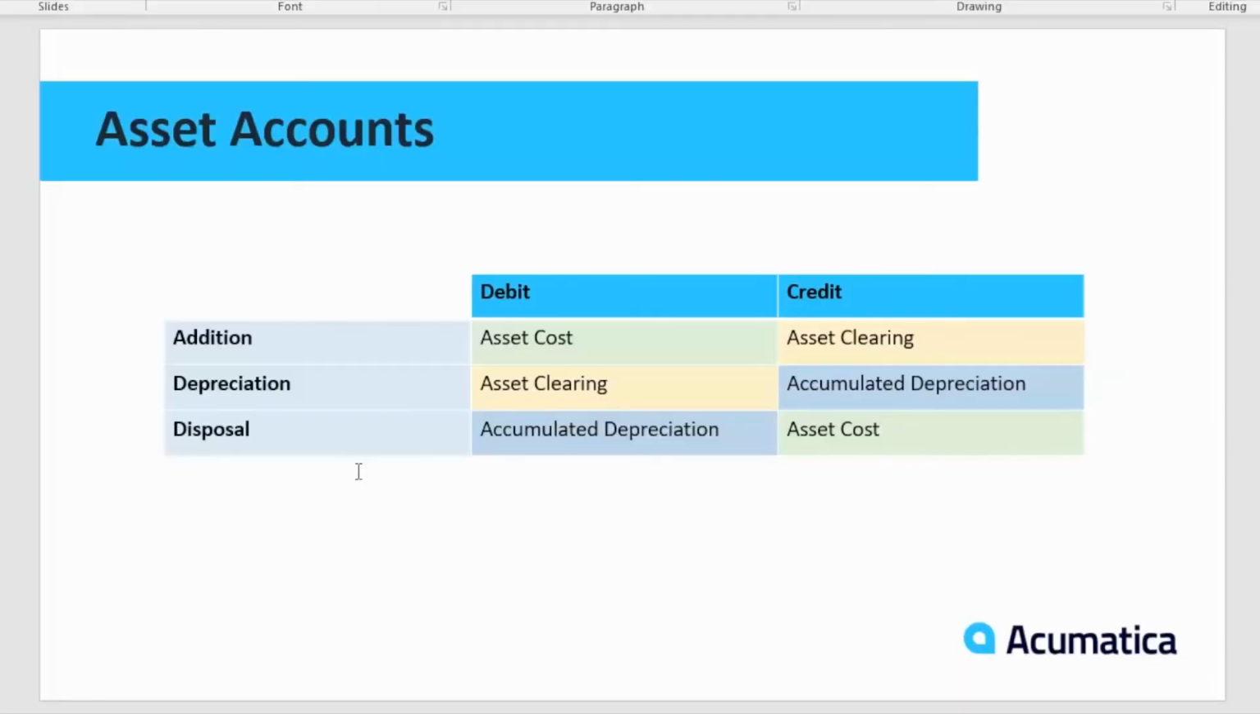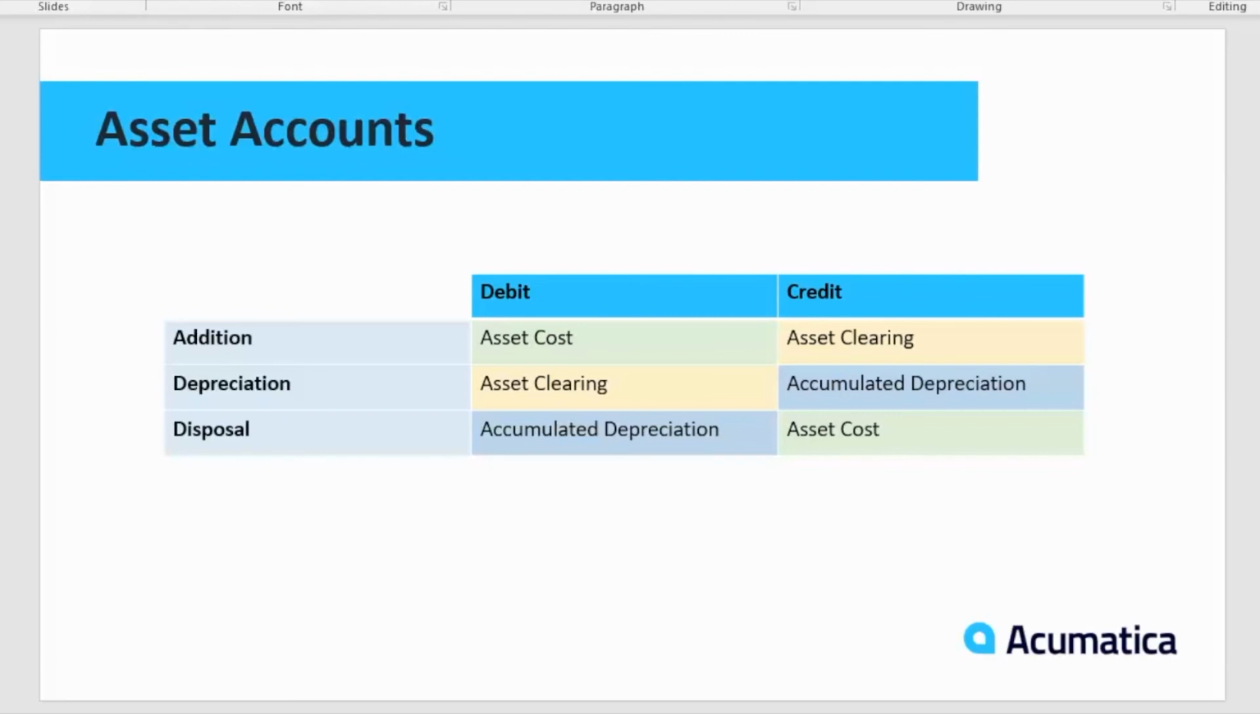Let's go back a bit to our PowerPoint, and we already did addition, depreciation, and disposal. We can see how the accounts cancel each other. First we have asset cost with asset clearing. Then we will use asset clearing to do the scheduled transactions with accumulated depreciation as credit. Finally, all those accumulated depreciations are going to add up, and to dispose the item, we will use that account with our original asset cost to clear all the accounts and finally dispose of the asset.